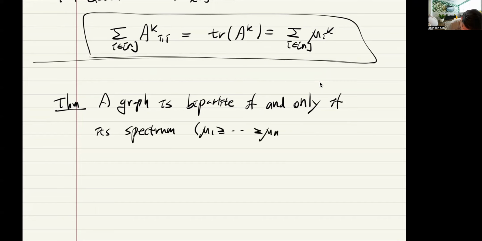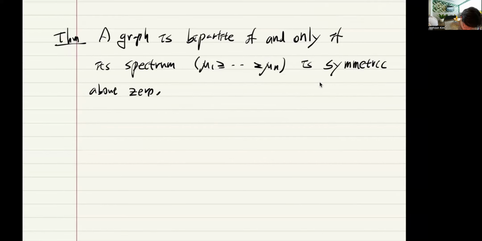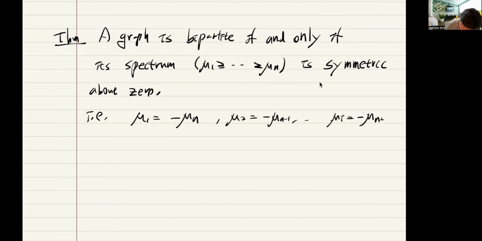So the collection of eigenvalues is called the spectrum. G is bipartite if and only if the spectrum is symmetric about 0. Meaning that mu_1 is negative mu_n, mu_2 is negative mu_{n-1}, and so on. So mu_i is negative mu_{n+1-i}.